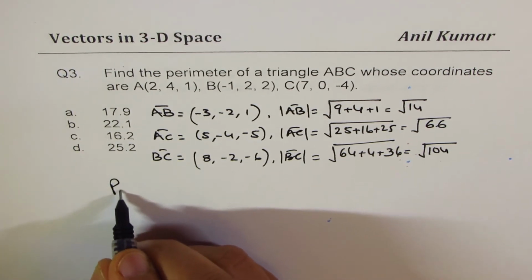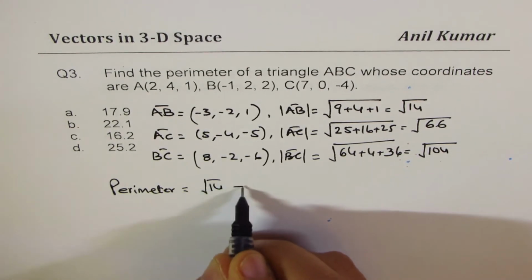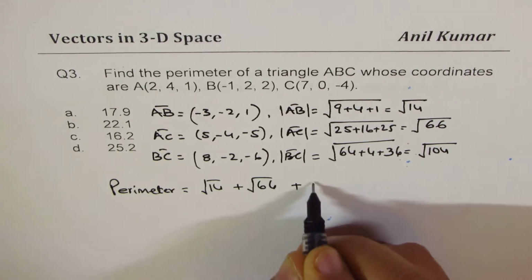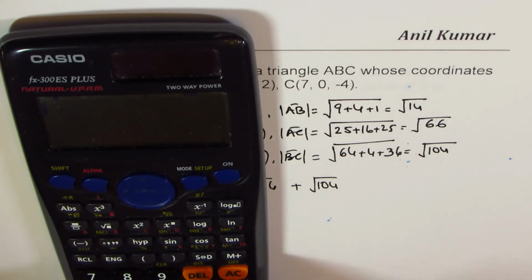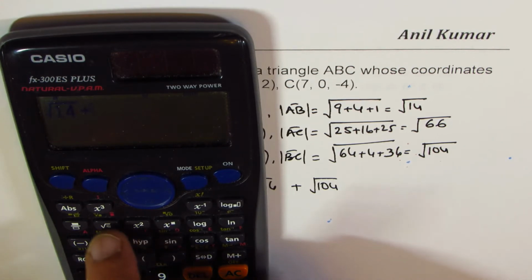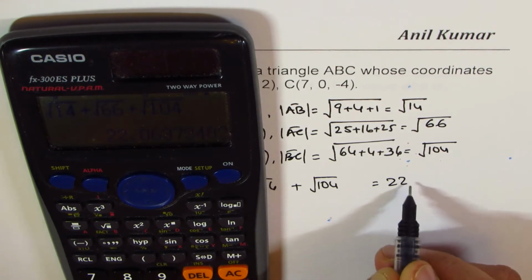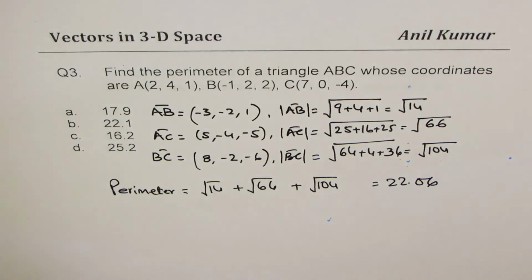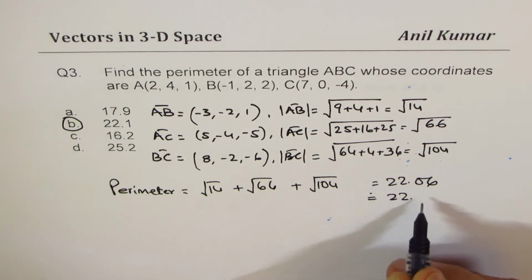So perimeter is equal to sum of all this, which is square root of 14 plus square root of 66 plus square root of 104. And that is, let's figure it out. So we have square root of 14 plus square root of 66 plus square root of 104 equals 22.06, right? The closest option is 22.1. That works for us. It rounds to 22.1. Correct?